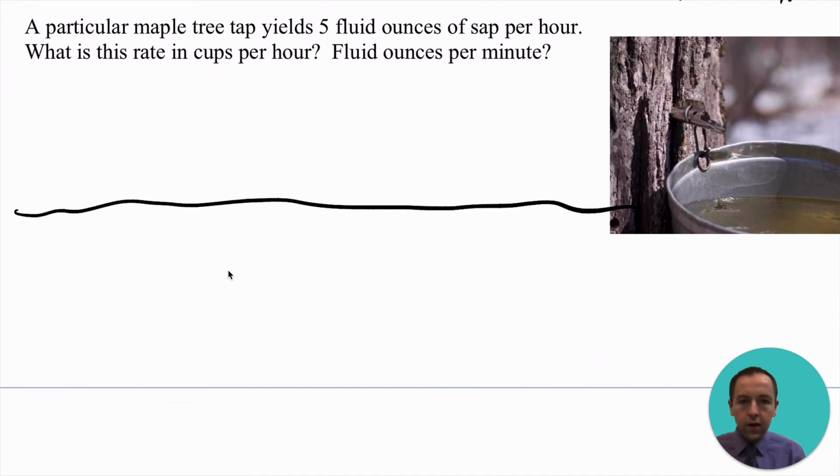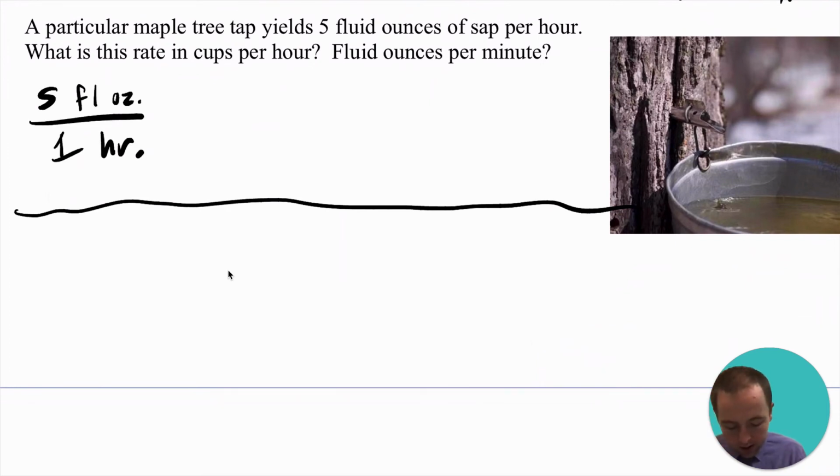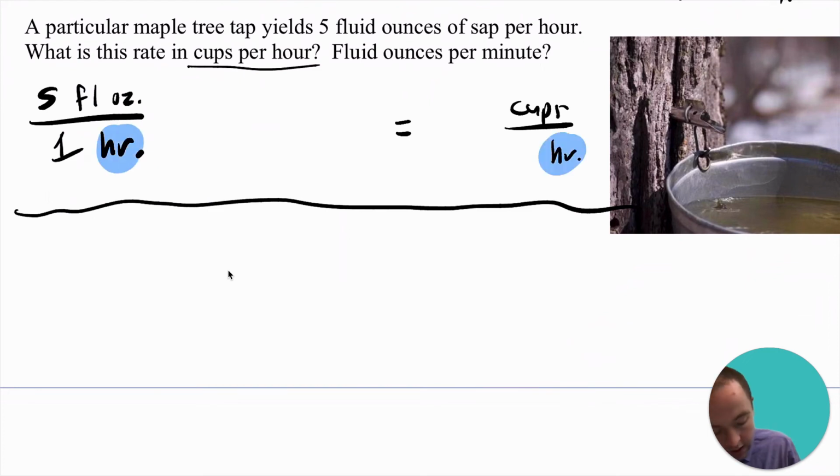Okay, so it's yielding 5 fluid ounces of sap per hour. So that's telling us the speed at which that's going. So 5 fluid ounces per 1 hour. And we want to get this into cups per hour. So what you're going to recognize here is that the hours aspect doesn't have to change, so we don't actually have to worry about converting that. We do need to change fluid ounces into cups somehow. So you'll need to know the conversion to do so. What we'll want to know is that 8 fluid ounces is equal to 1 cup. And that's all we would need to use, just one conversion factor.